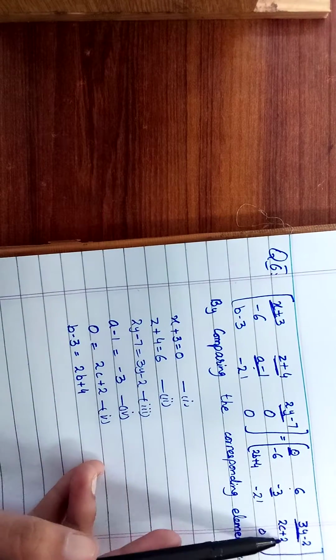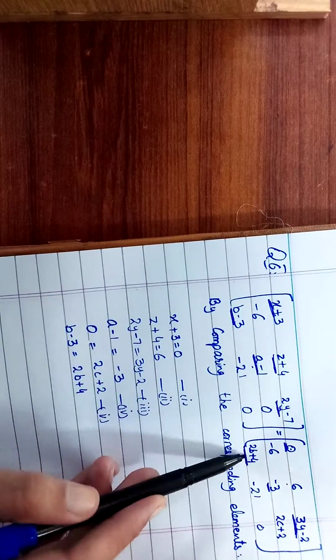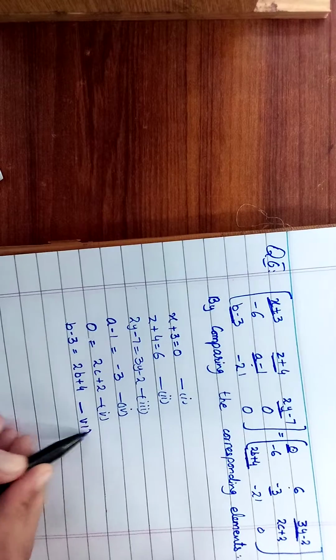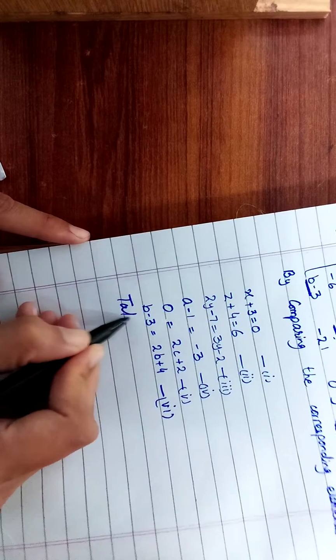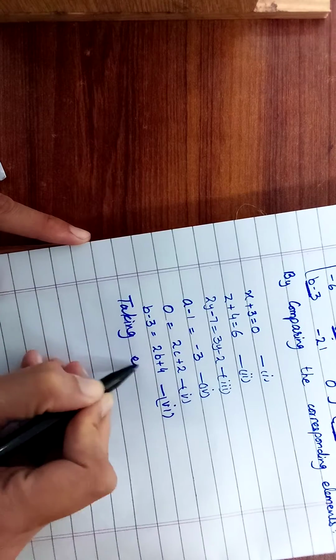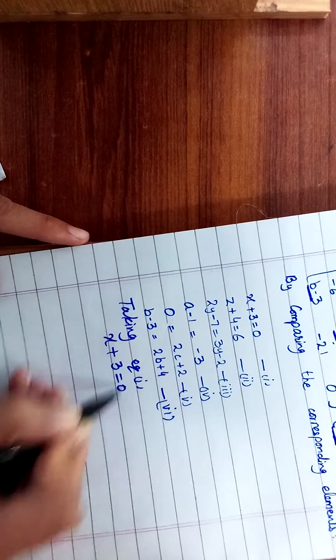0 is equal to 2c plus 2 is equation 5. And b minus 3 is equal to 2b plus 4, this is equation number 6. Okay, now we will solve it one by one. So by taking equation 1, equation 1 is x plus 3 is equal to 0.